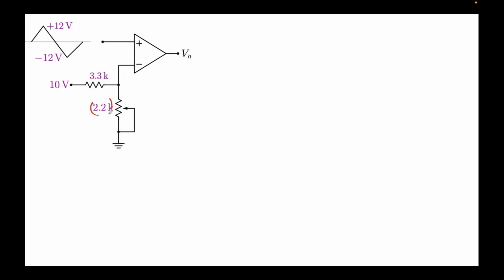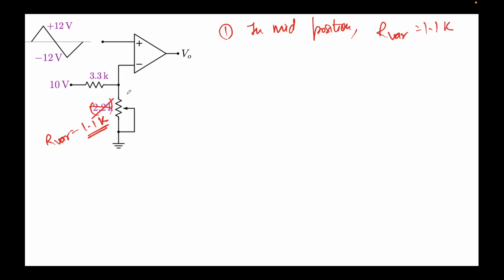This means that 2.2k will not be 2.2k, it will be 1.1k. Okay, so let me write this. In middle position, R variable, this is what I call the R variable, this is nothing but 1.1k, right? And again we'll assume this to be Vref. So again this is a potential divider, right? So Vref will be equal to 10 times R variable over 3.3 plus R variable.